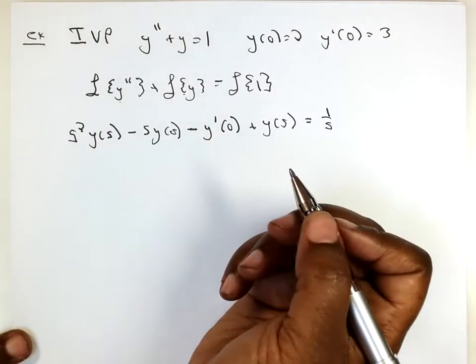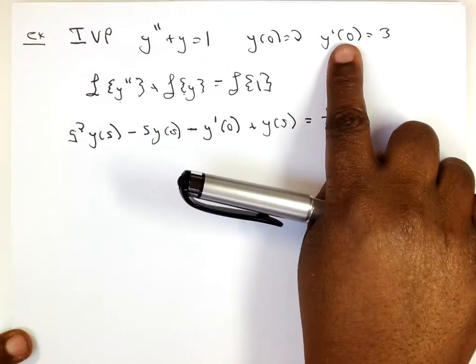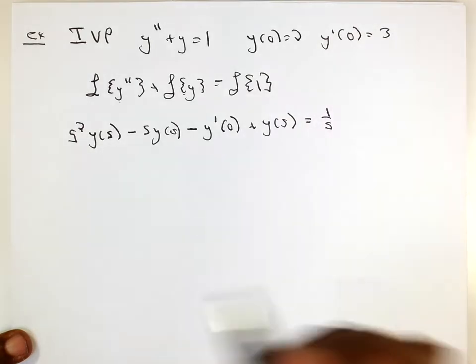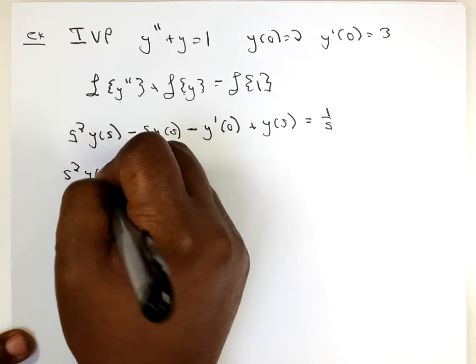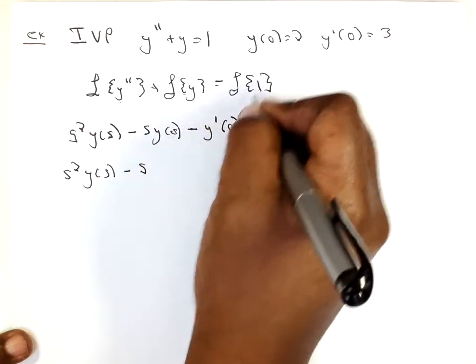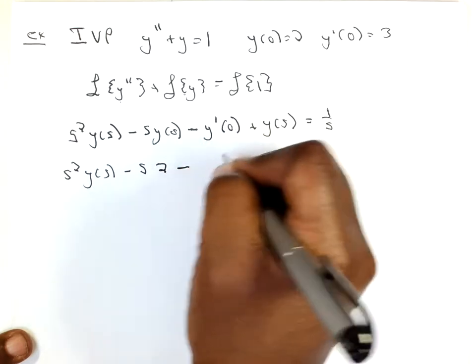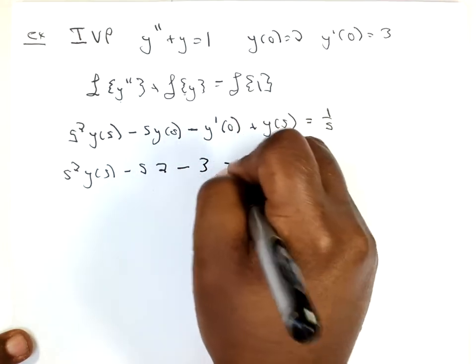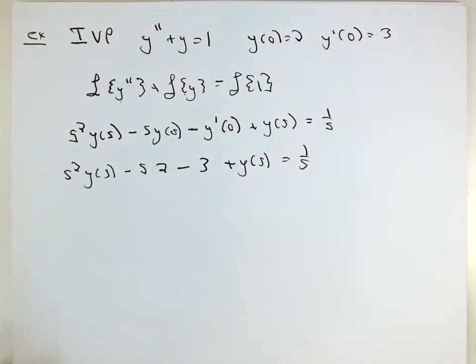So we're going to have to do the same thing. We're going to evaluate y of 0 equals 2, y prime of 0 equals 3, and plug those in. So s squared Y of s minus s times 2, minus 3, plus Y of s is equal to 1 over s.